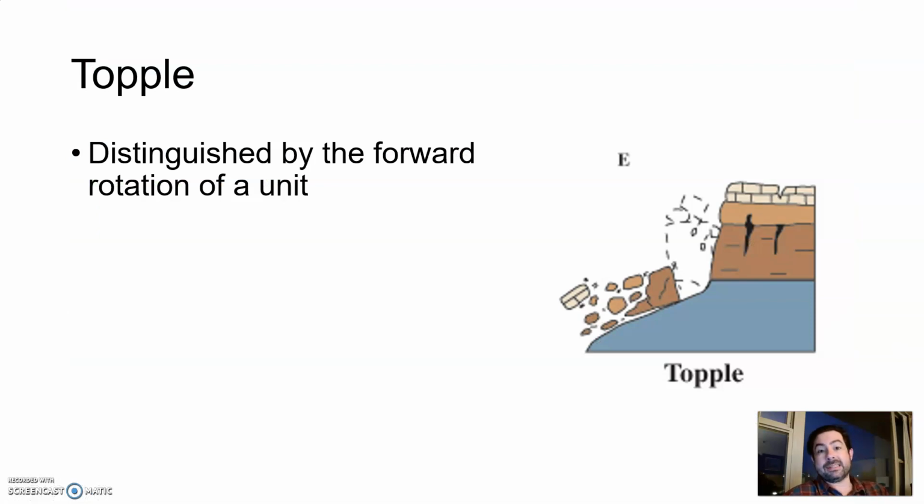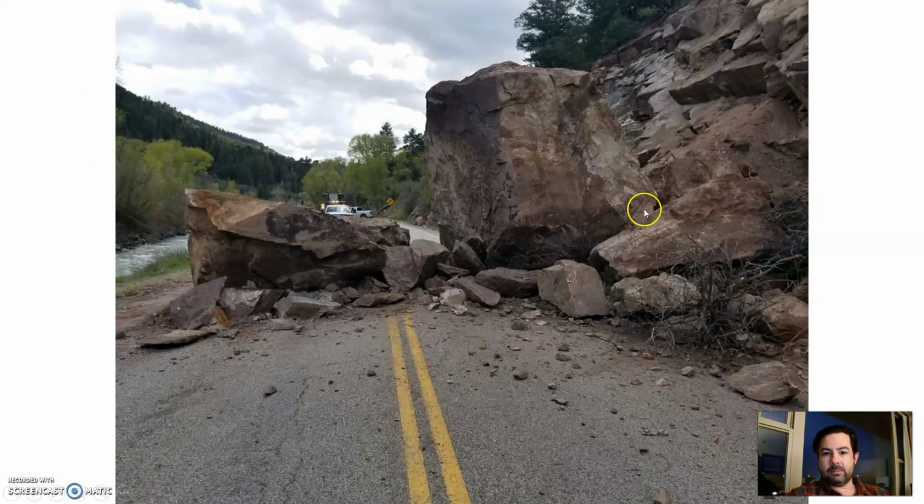Somewhat similar is a topple. This is distinguished by some forward rotation of some land unit. It doesn't really get air, but it was here, and it just topples forward. It doesn't go up and free fall through the air. So this looks like a topple area, which is right here, where it just toppled over. That's what it looks like there.